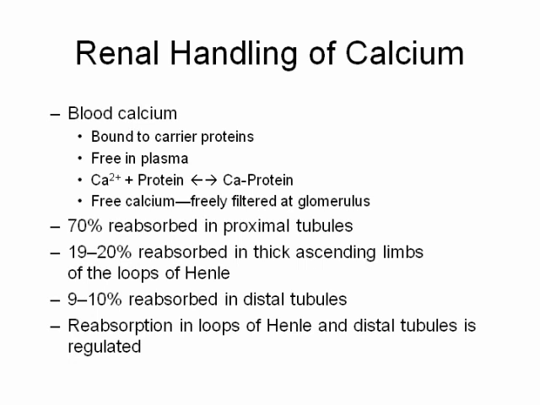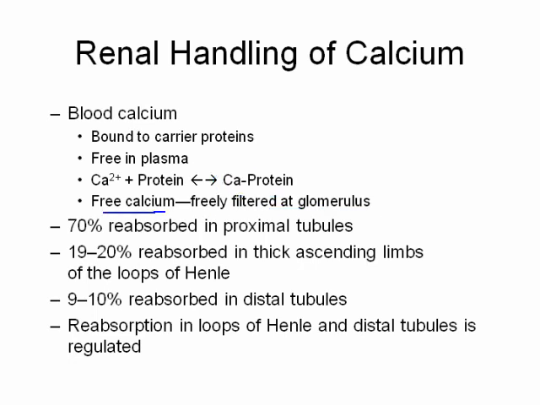So let's take a look at how the kidney handles calcium. Well, calcium is bound to carrier proteins, as well as a certain amount that is free in the plasma, but much more of it is bound to proteins. The calcium that is not bound is freely filtered at the glomerulus, whereas the calcium that's bound to the protein, of course, the protein is too large to be filtered out, so it stays within the blood supply.